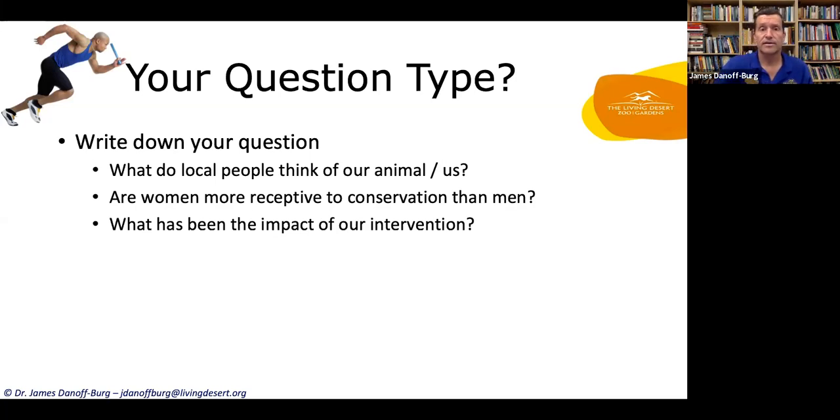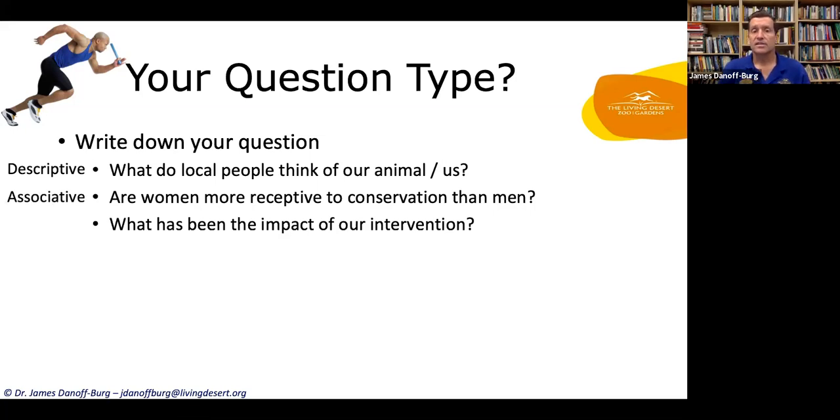The first one, what do people think of our animal or us, or what do they think about something, is what we call a descriptive type of question. It's open-ended. It's very useful for the very early stages of a research program. What do local people think of this animal, of us, of this question, this problem, riding buses, of cheetahs, of whatever, right? This is a descriptive kind of question.